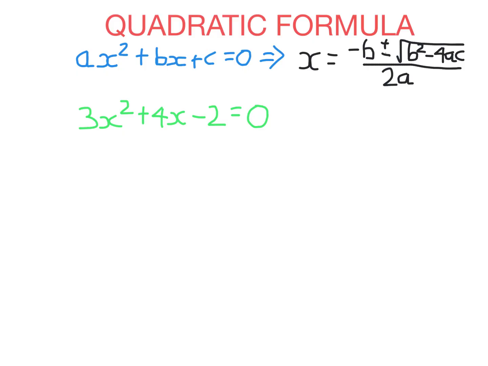Remember that b squared minus 4ac is the discriminant. My advice is you first calculate the discriminant. Firstly, that will tell you if there are no solutions, and secondly, it makes it easier to put in your calculator if you do this first and separately.